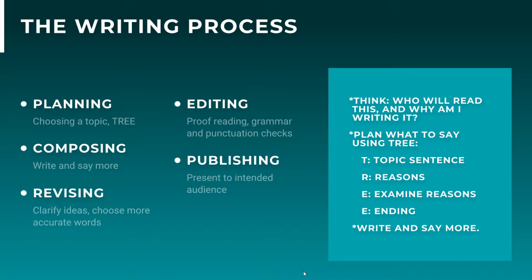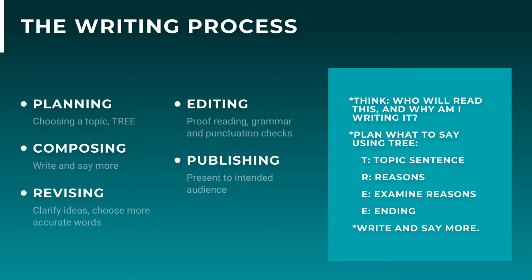On the right, I have an example of the technique that Graham and Harris use, and I will dig a little deeper into the tree method later in the presentation. During the compose step, students begin to organize ideas and flesh out those ideas. Revising gives writers a chance to look back over their text to see if there is more to add or perhaps even something that would be better left out. This is an opportunity to clarify meanings, choose more accurate words, add detail, and check for accuracy.